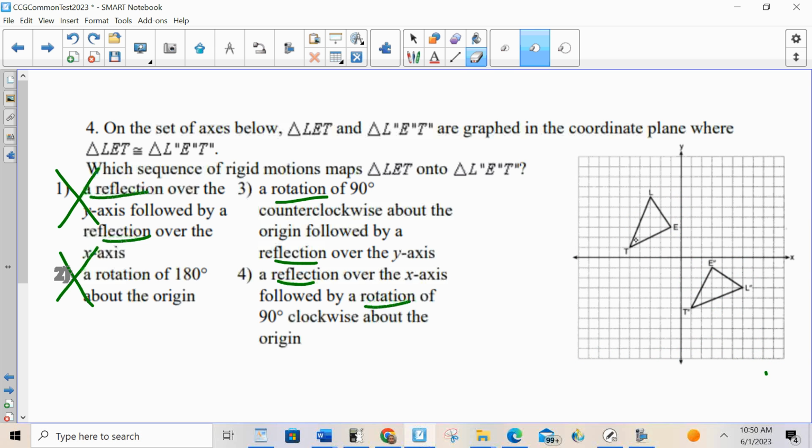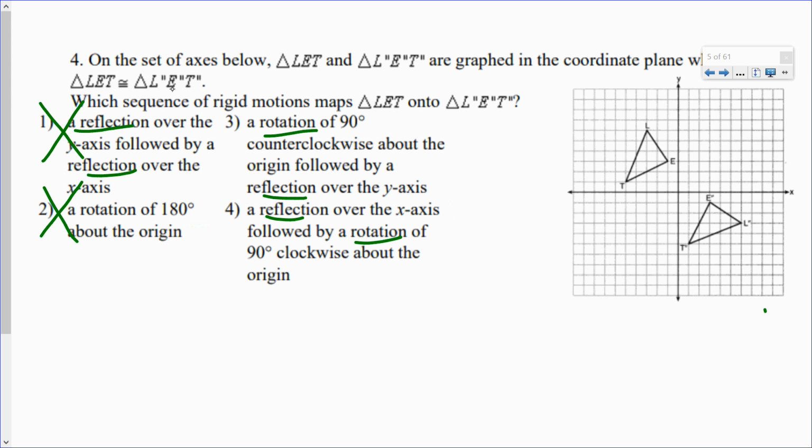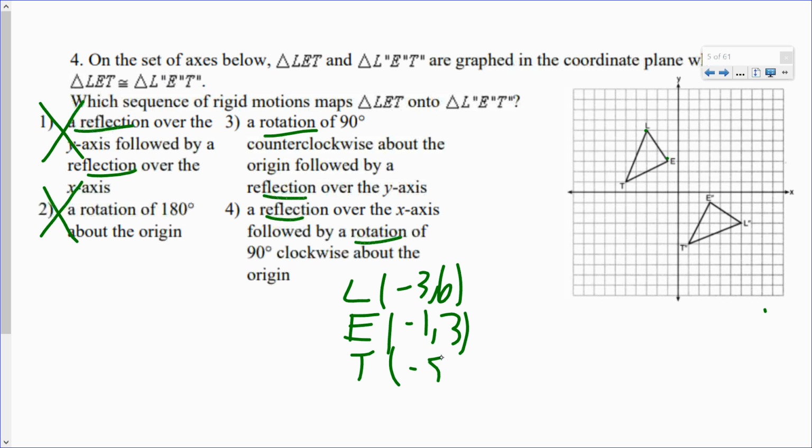A rotation of 90 degrees counterclockwise. So I'm going to do a rotation of 90 degrees counterclockwise. I'm starting with LET. L is negative 3, 6. E is negative 1, 3. T is negative 5, 1.